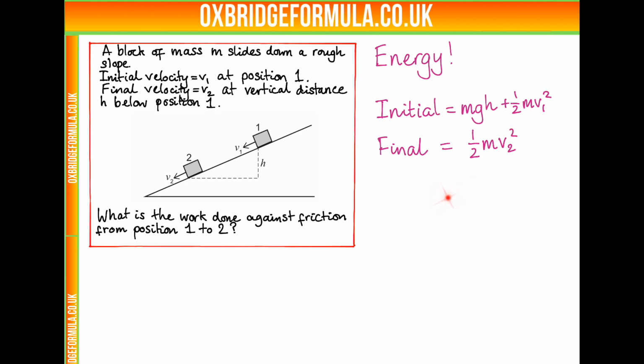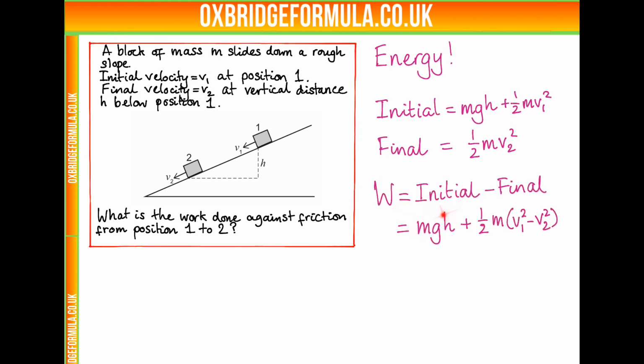work done. So if we take the initial, take away the final, we have the work done against friction must be mgh plus half m (v1 squared minus v2 squared). And as I said before, it would be 0 if there was no work done against friction, so the energies should be the same. But if there is, then this will be the work done.